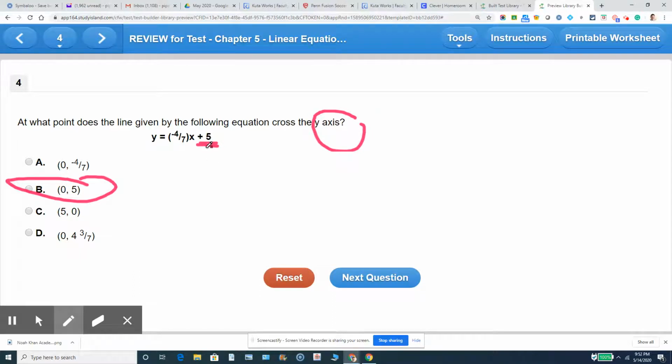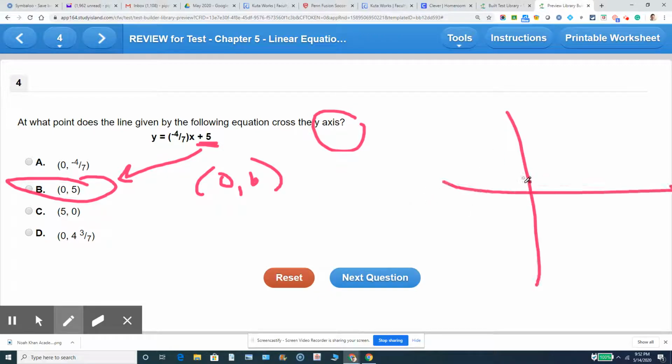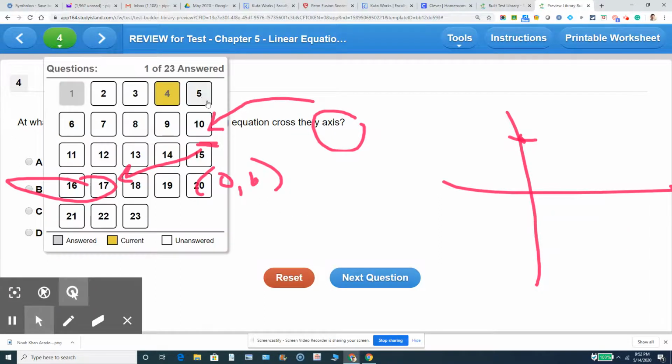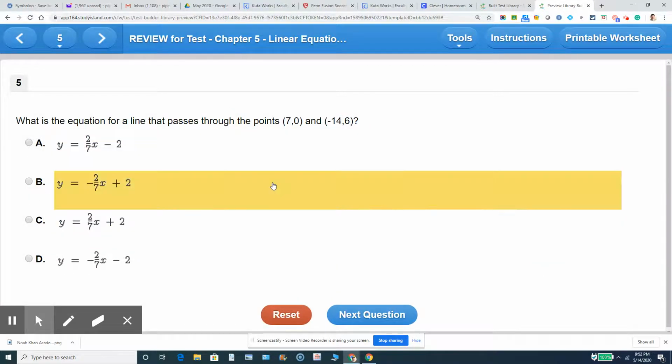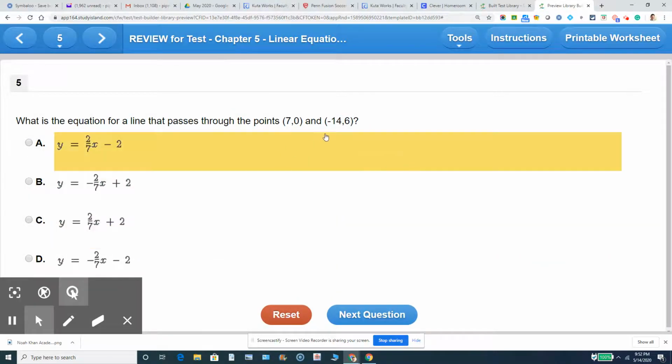Make sure that your y-intercept always takes the ordered pair coordinates 0, the b value. Okay, so it'd be 0, 5. If you think about that, to graph that point, you would go up 5. So remember, that's your y-intercept. It's always the point where it crosses the y-axis. Number 5.